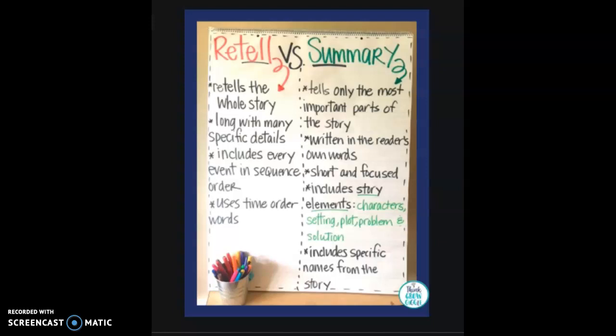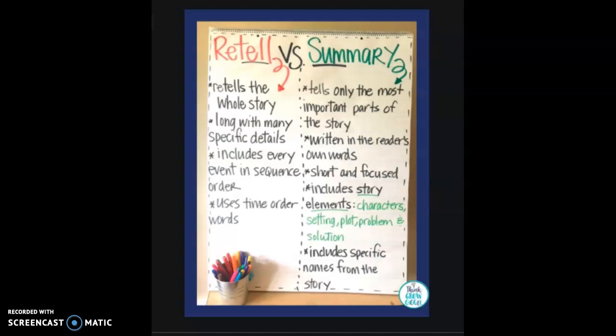On the retell side, it talks about the characteristics of a retell. A retell is the whole story. It's long with many specific details. It includes every event in sequence order, and it uses time as order words. But we're more focused today on a summary, which is on the right side of the chart.